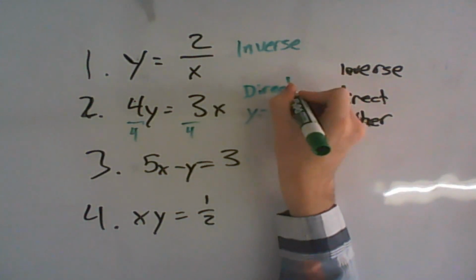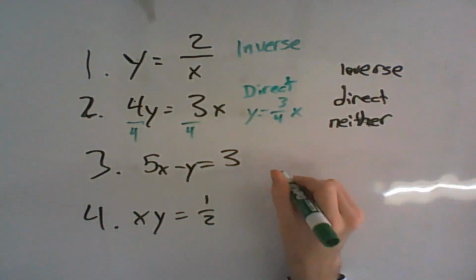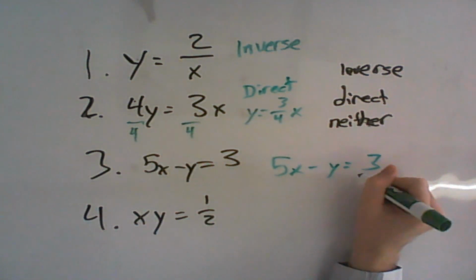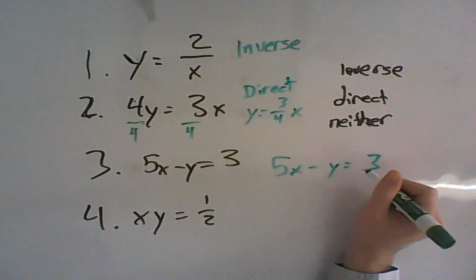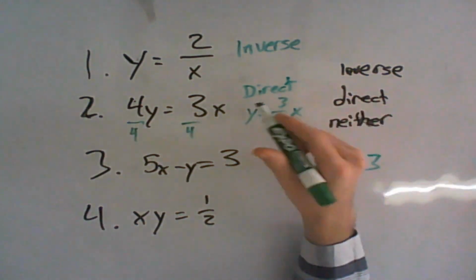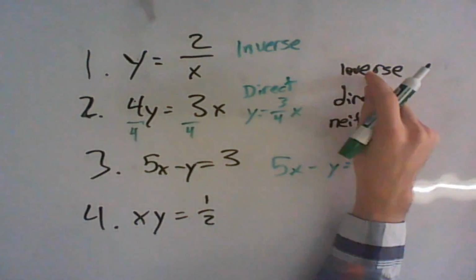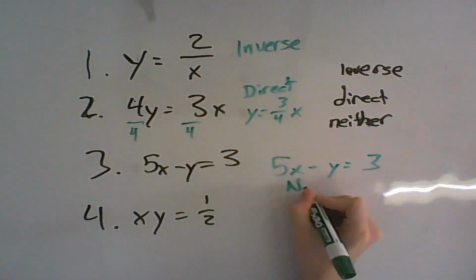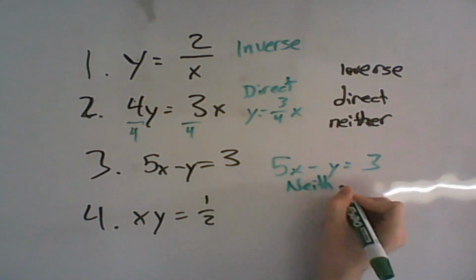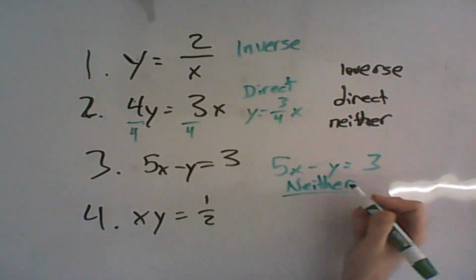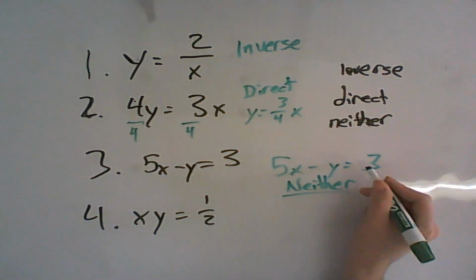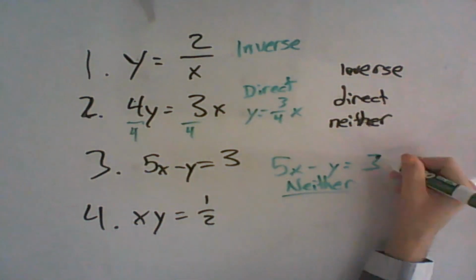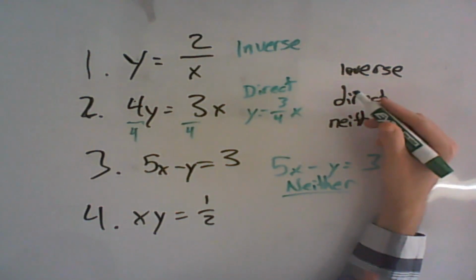Now this one has a minus. So we have 5x minus y equals 3. Now notice that this 3 is by itself. That's going to mess us up if we think it's direct, because direct shouldn't have any plus. Inverse also doesn't have any plus, so this is actually going to be neither. If it didn't have this 3, if it was 0 here, this would be direct.